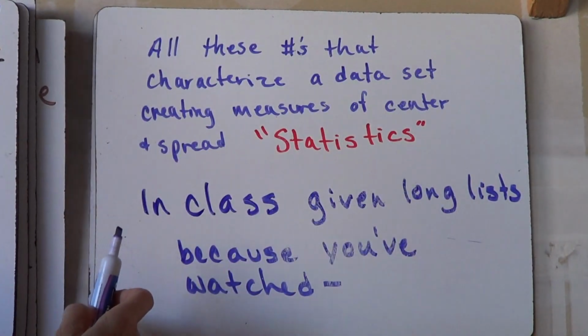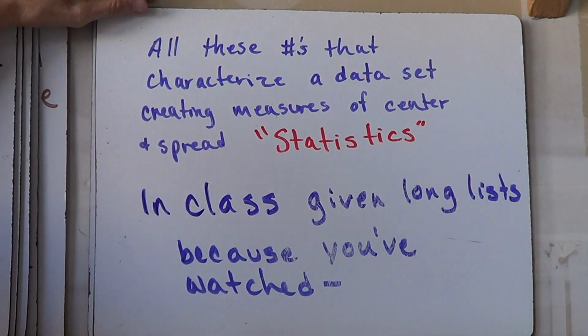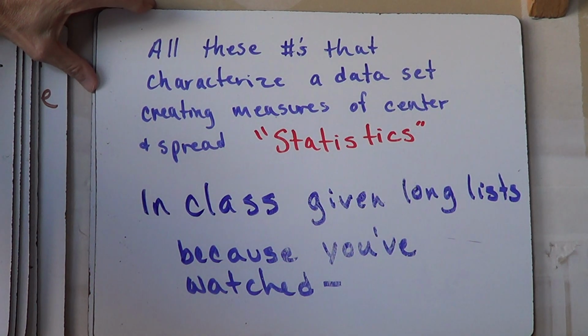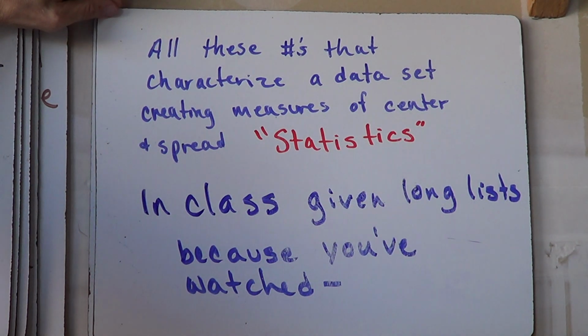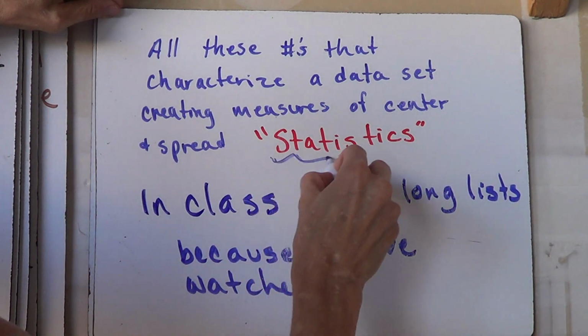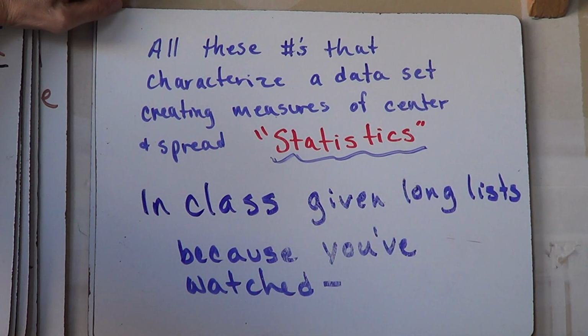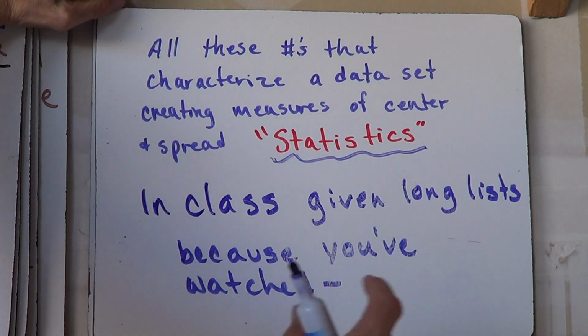Rarely would that happen. Okay, all these numbers that characterize a data set, anytime we have a data set, they're creating measures of center and spread, and that's what we refer to as statistics. So when you tell people we're studying statistics in math, you're simply saying to them, we're studying how to find center and spread on data sets.